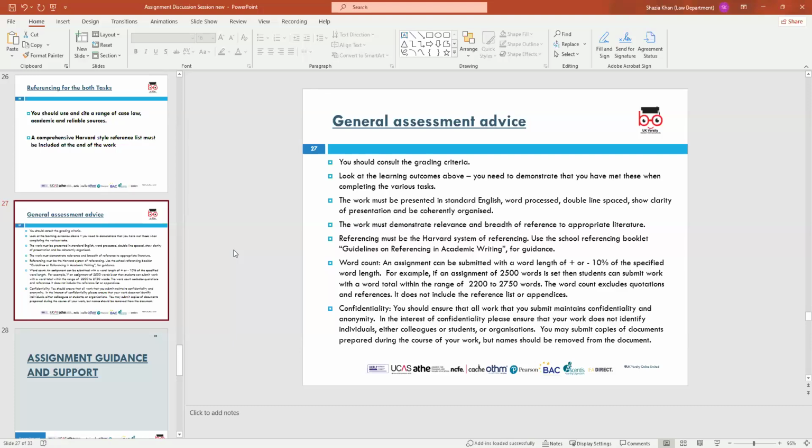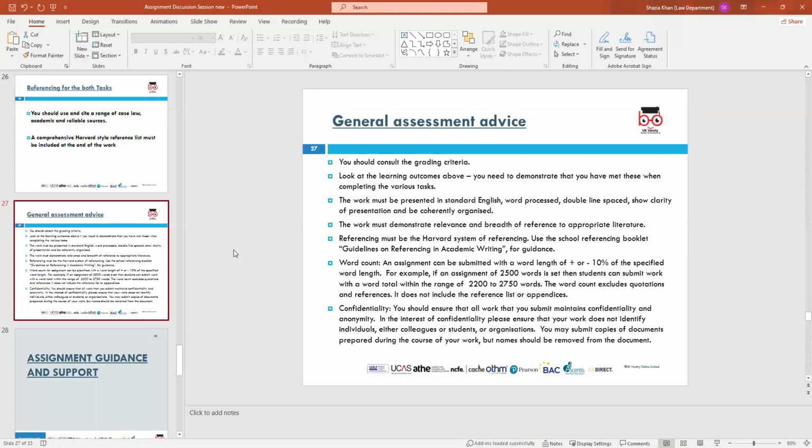Make sure your work is presented in standard English, word processed, double line spaced, and shows clarity. The work must demonstrate relevance and breadth of reference to appropriate literature. Referencing should be the Harvard referencing system, which is available as guidance on Moodle for you. Word count, an assignment can be submitted with a word count of 10% either way. For example, if your assignment is 2,500 words, then you can submit a word count of 2,200 to 2,750 words. The word count excludes quotations and references, and it does not include appendices.